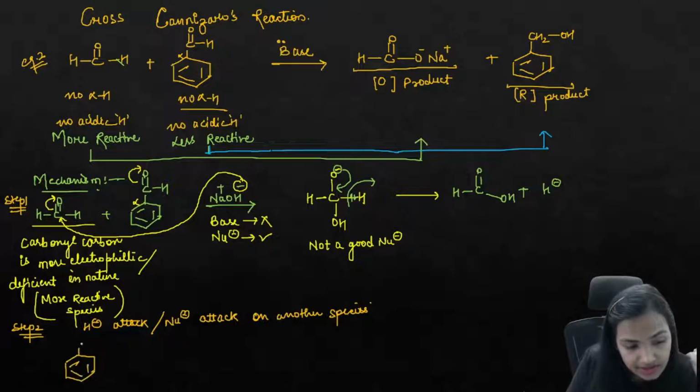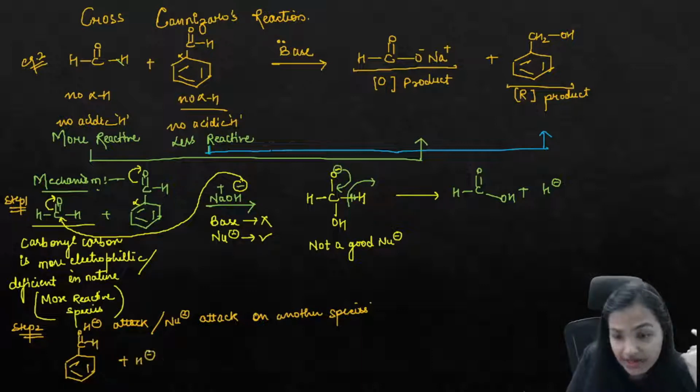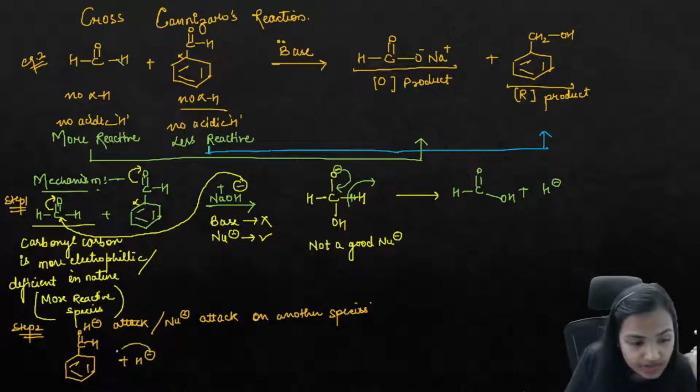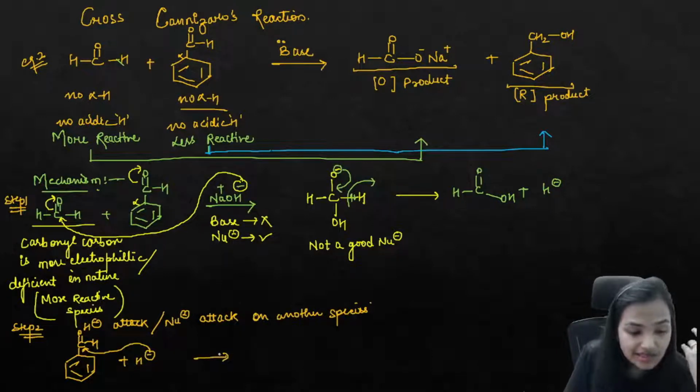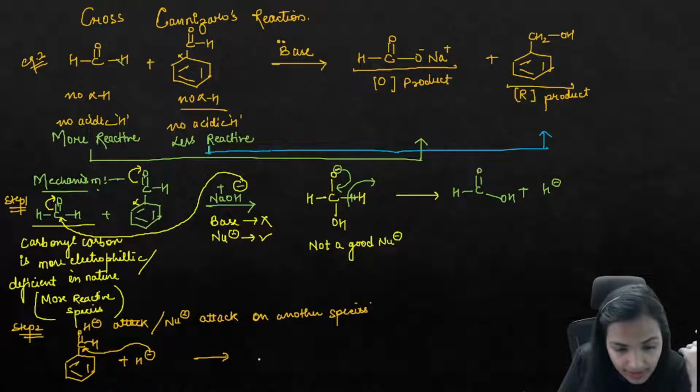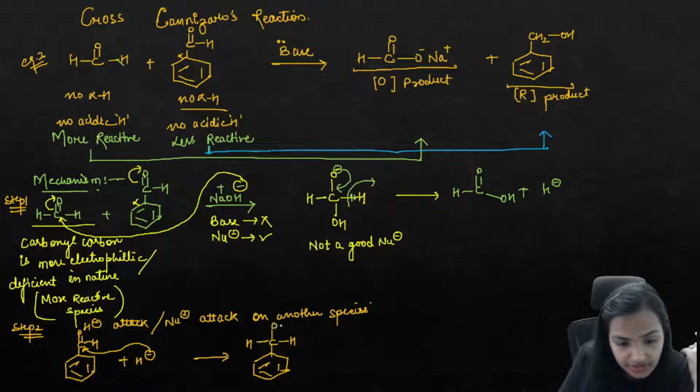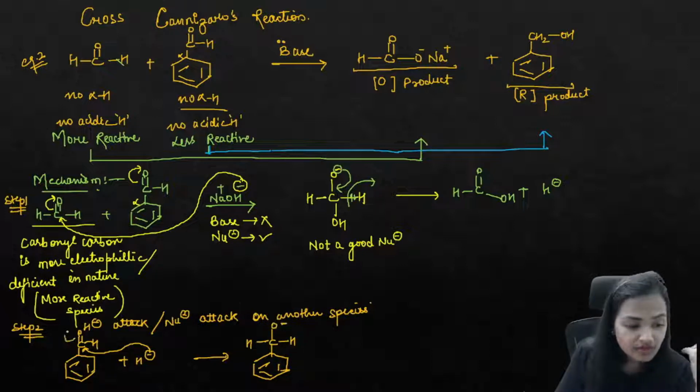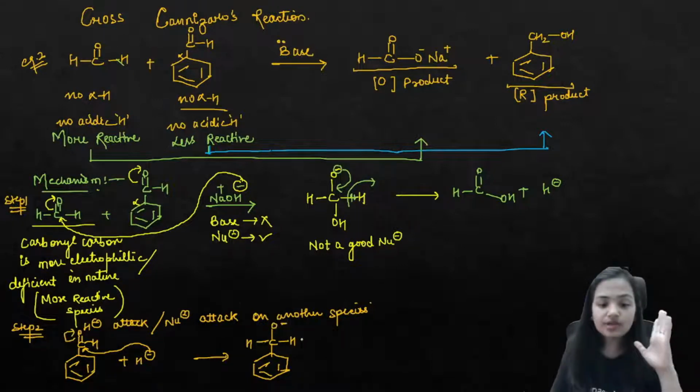So let's say this is our benzaldehyde. When this hydride attacks, where will it attack? Over this carbonyl center, very obvious, because with no acidic hydrogen this cannot act as a base. Ultimately there will be bond breaking like this, H will be there and we will be getting O negative. This is the species so formed. Of course, this bond has to be broken.